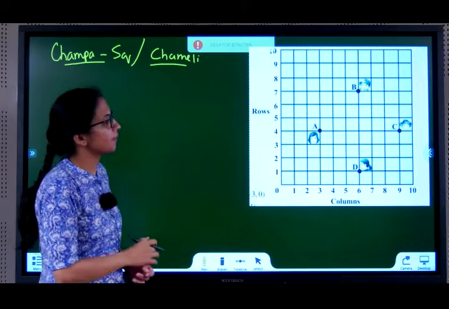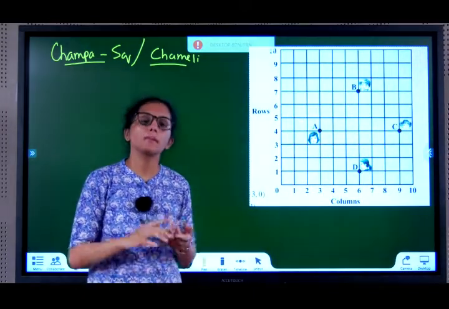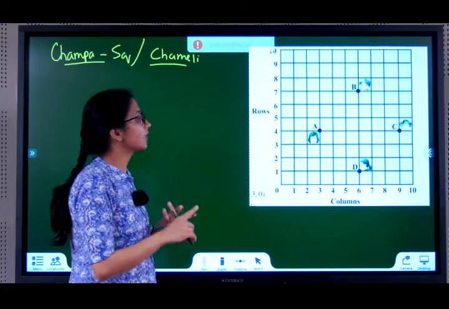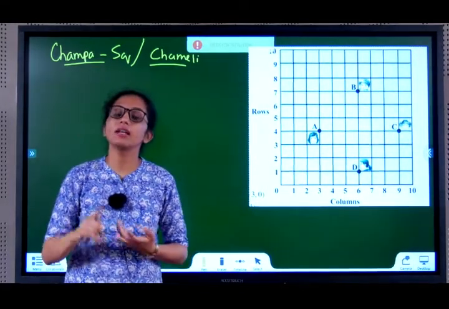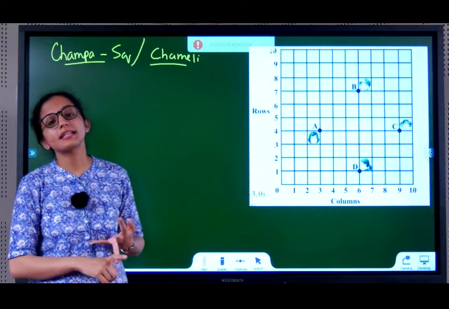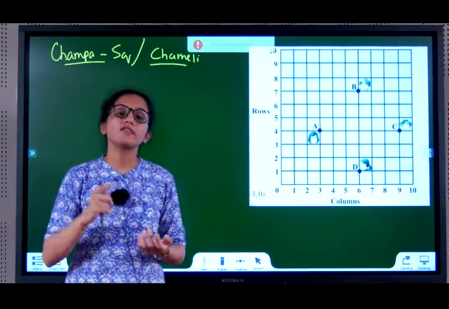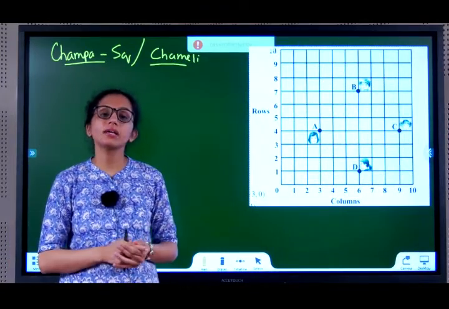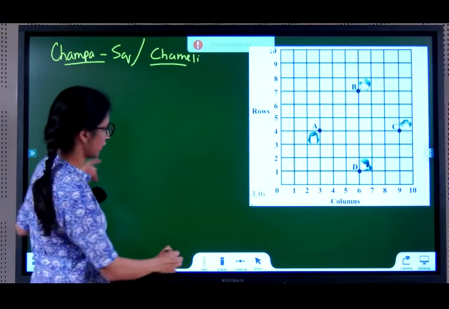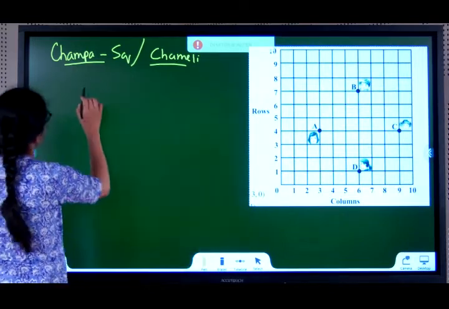Let's have a small recap. If only opposite sides are equal, parallelogram. If opposite sides are equal and diagonals are equal, rectangle. If all sides are equal, rhombus. If all sides are equal and diagonals are equal, square. So I will redraw this diagram because I want the coordinates here.